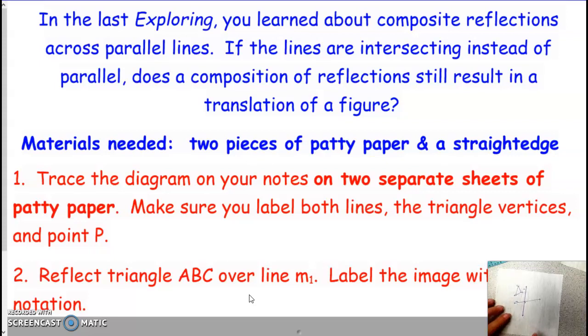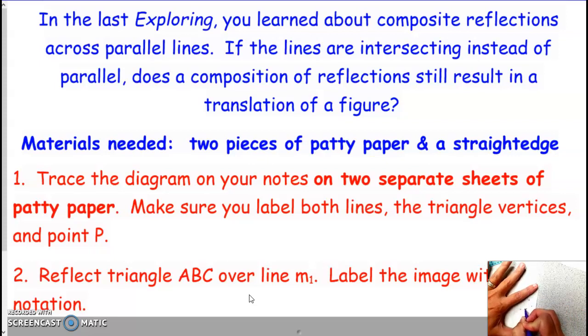So here's line M1, and I'm going to fold this along the line. We're just going to fold it and crease it. And then I'm going to trace, so I just folded it along line M1, and I'm going to trace that. Now, make sure that you get your fold exactly on there, and then I'm going to mark my points.